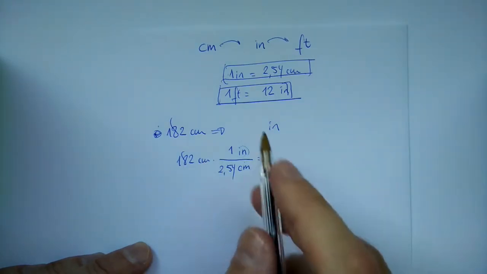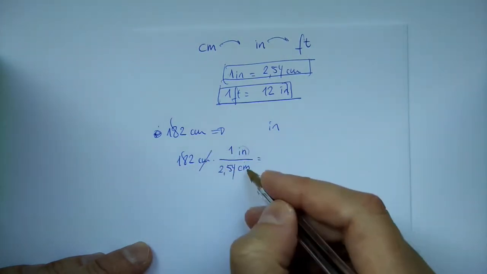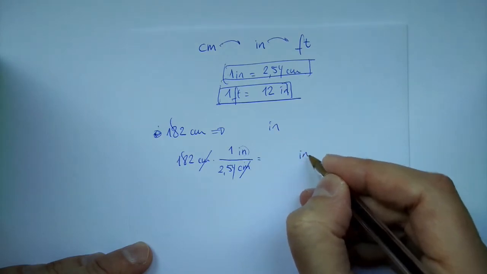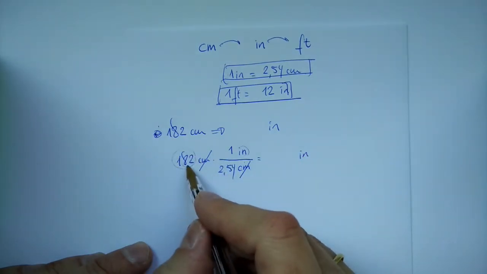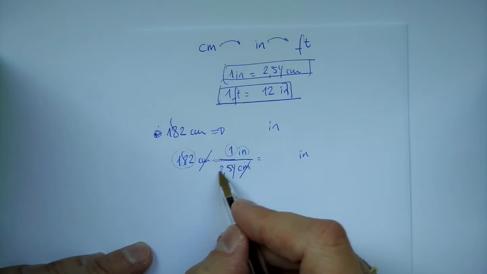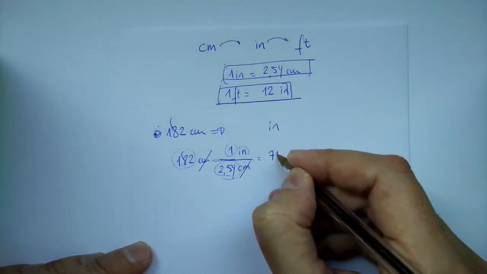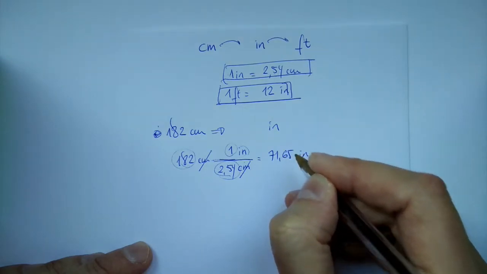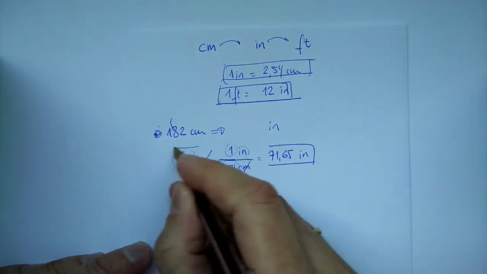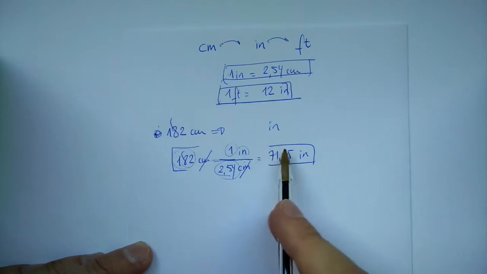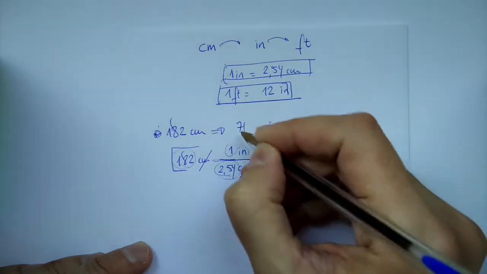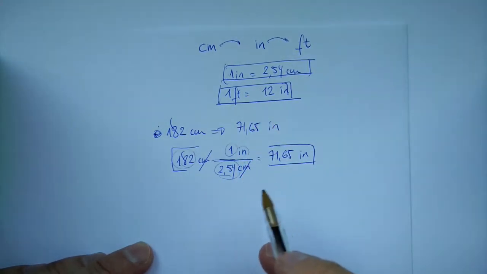Okay, so what do we do here? We cancel out the centimeters, and we are left with inches. And we multiply 182 by 1, and then we divide it by 2.54, and we get 71.65 inches. So 182 centimeters is 71.65 inches.